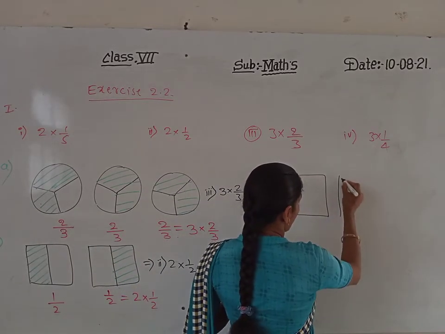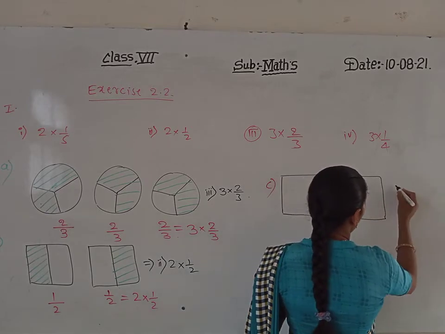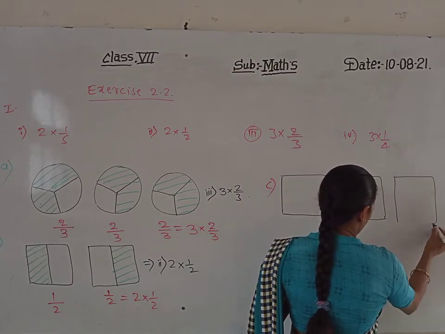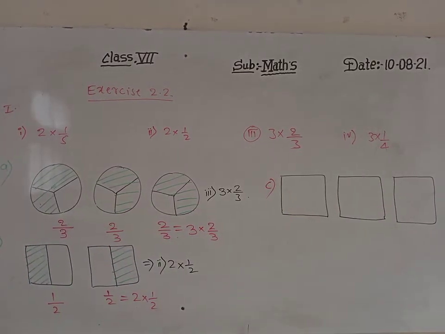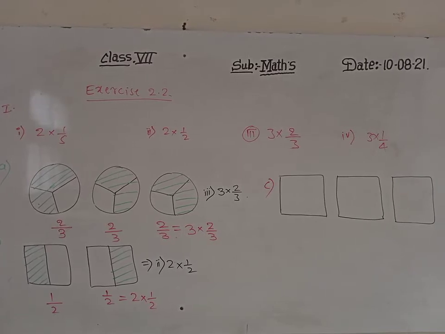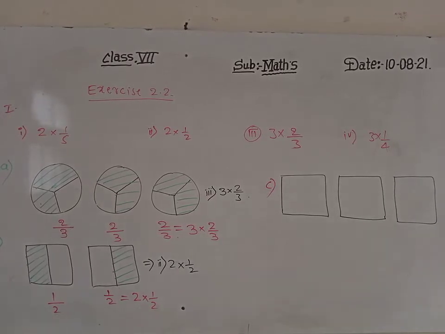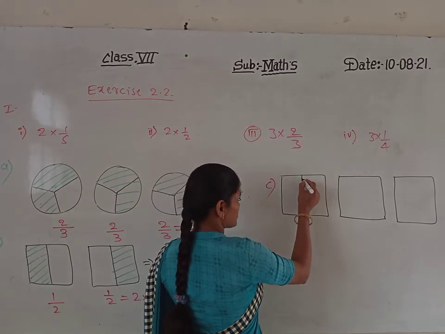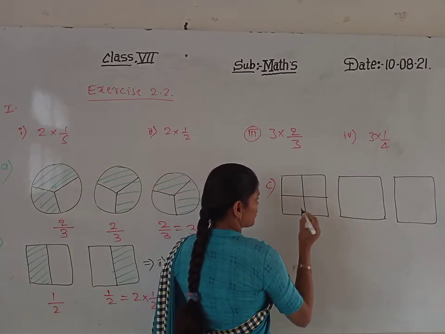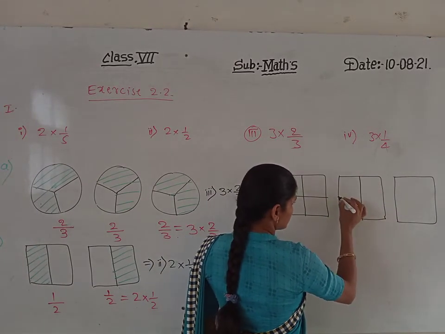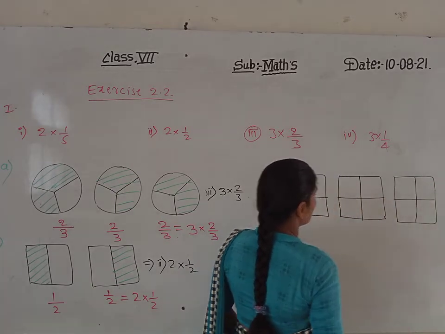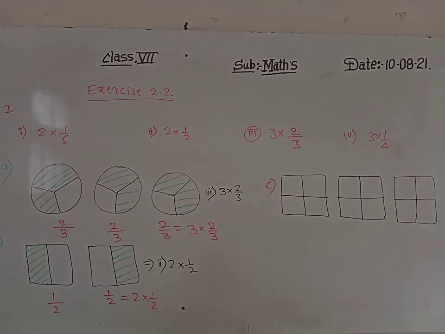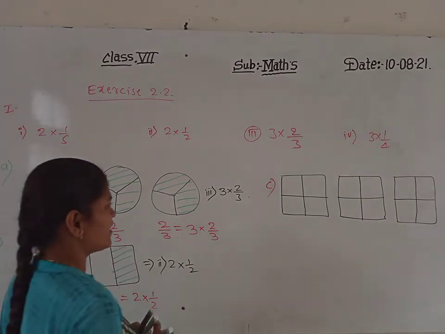So these 3 square boxes again are split into 4 equal parts. Is it visible to you? The last picture? Yes, it is visible to everyone. Good. Here these 3 square pictures are again divided into 4 equal parts. Out of each of these 4 equal parts, one part is shaded.